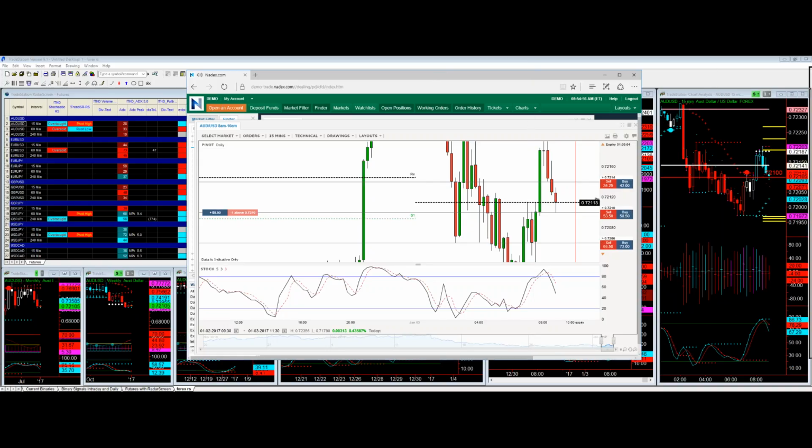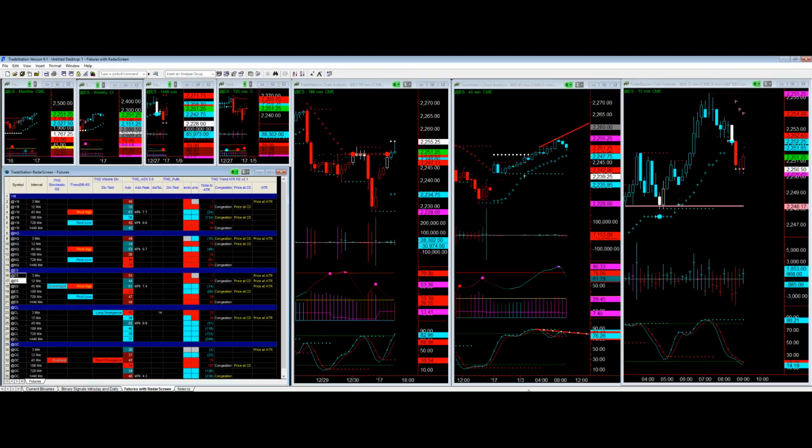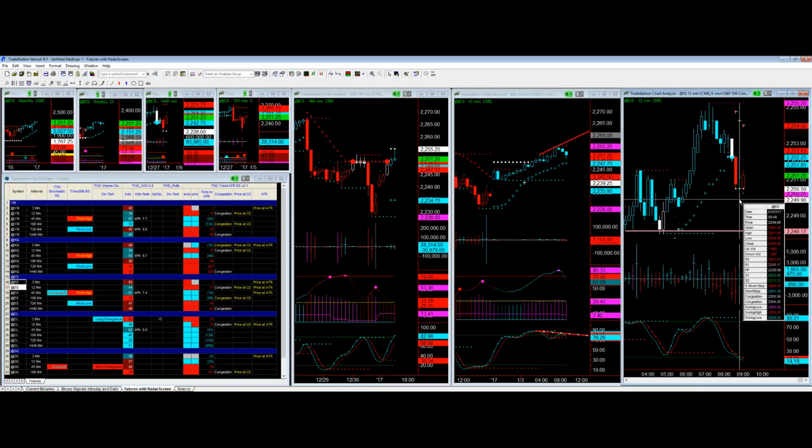Let me go check what the ES is doing. See, there was your entry on the ES. Do you see how you had that volume divergence there? This is where it's going to go back and test this ATR. Does everybody see that? That's what you would have waited for.